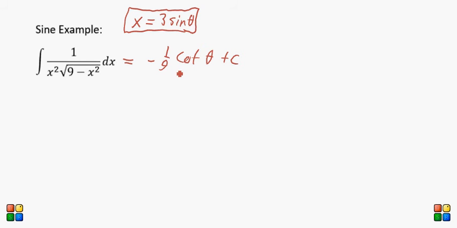I have the answer in terms of theta, but I want to write it in terms of x. So I have to replace cotangent of theta with something in terms of x. And what I know from my original substitution is the sine of theta. The sine of theta is x over 3. So I know what the sine of theta is in terms of x, but I want to know what the cotangent is in terms of x.